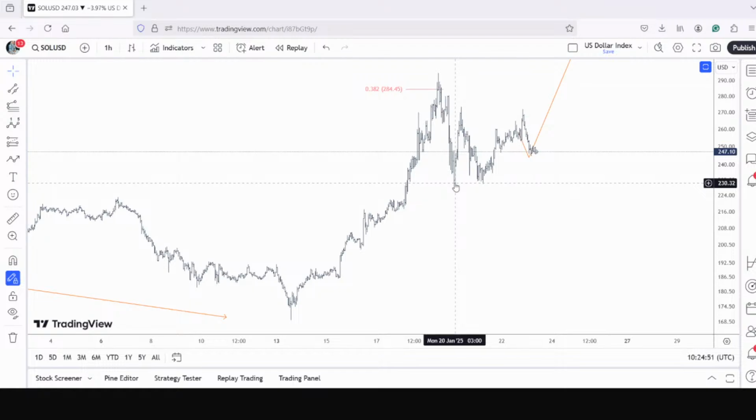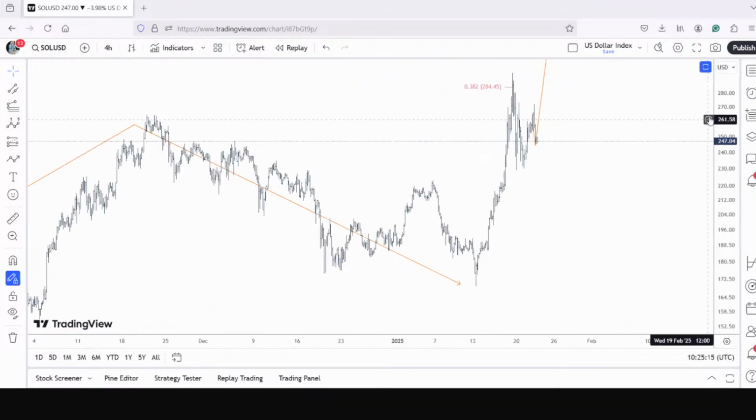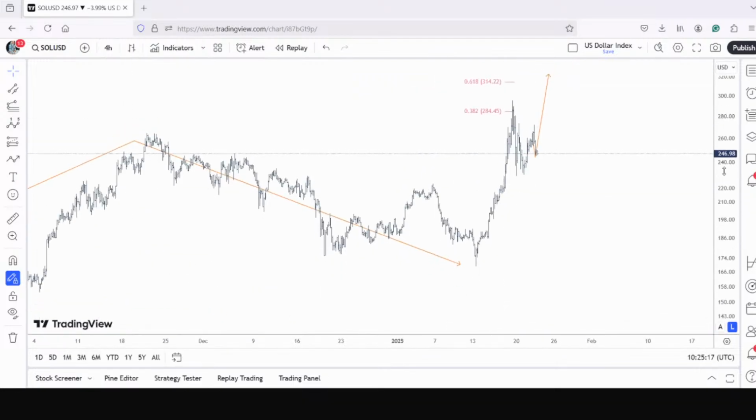is around 20, less than 20 points of risk, and target 318. This is a good trade. Enter 246, stop 226. So that's 20 points of risk and target 318. Let me confirm again. It was 314, I think. Yes, 314. All right.